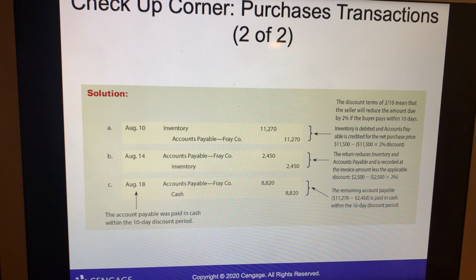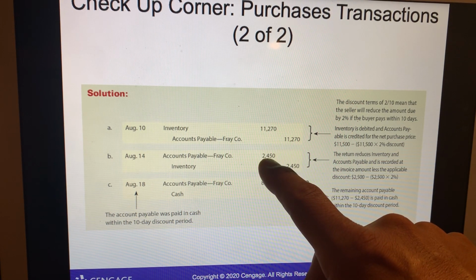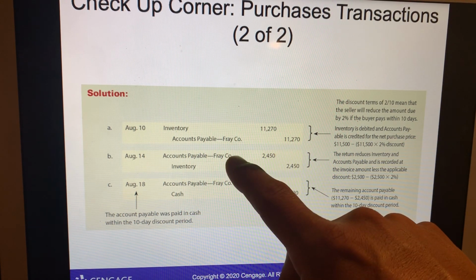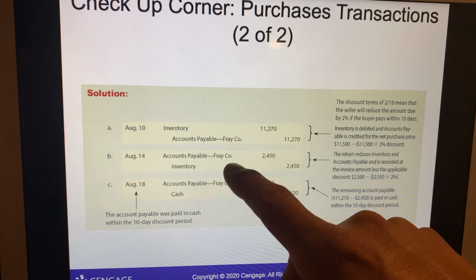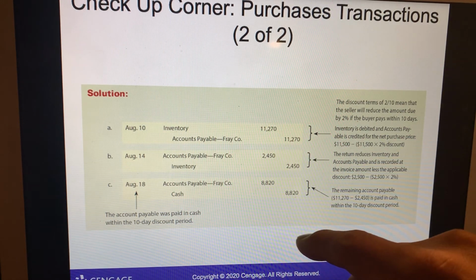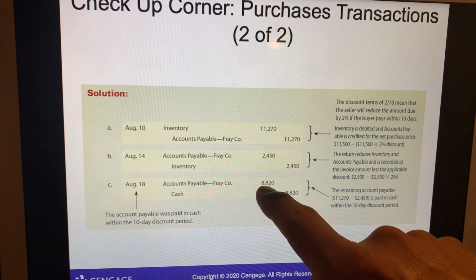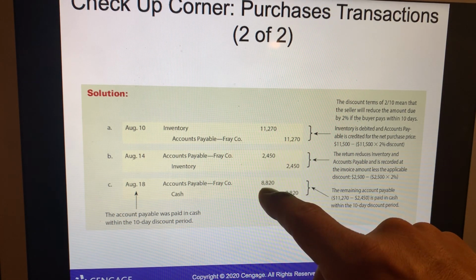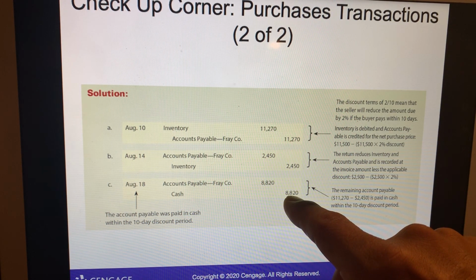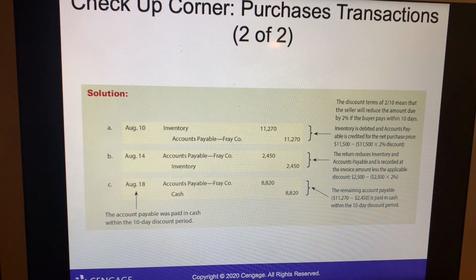Then we had a return of inventory. And don't forget, we still have to take into account the 2% discount. So $2,450, and that's with the 2% taken. If we had not subtracted the discount, it would have been $2,500, but we're doing the discount, so it's $2,450. That's coming out of accounts payable right here, and our inventory for $2,450 as well. Then we paid it on August 18th within the 10-day period, so we get the discount. So this minus that will give us $8,820. That's coming out of accounts payable, and we're paying cash for that, so $8,820 as well.